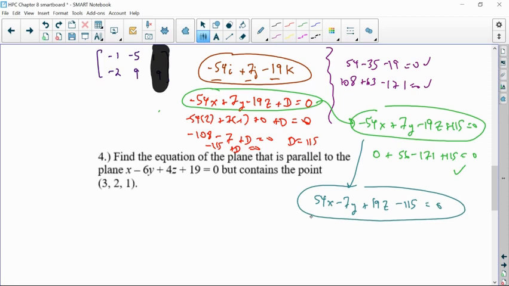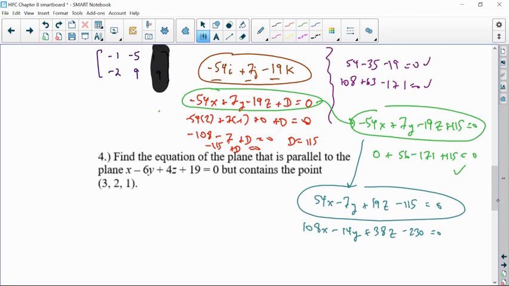Maybe some of you got 108x minus 14y plus 38z minus 230 equals 0. That's another way to represent that plane. It's just multiplied by 2. So if you get something that's equivalent to the plane and you're just off by a multiple, then that's fine too. There's nothing wrong with that at all.